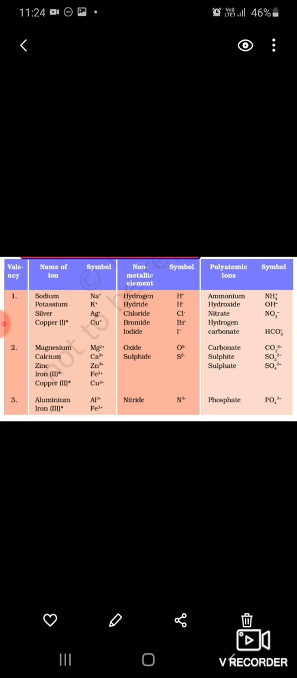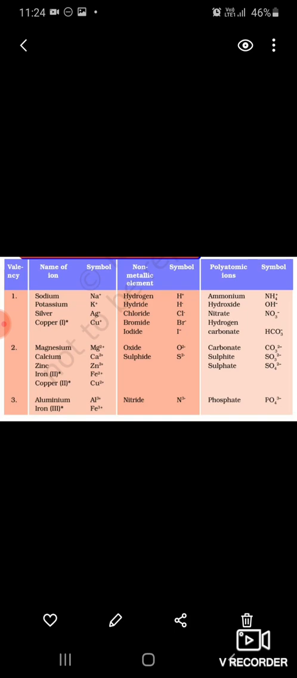Right? Here you can see there are some metals which are multivalent. They are multivalent, which means copper has a 1 plus charge and also a 2 plus charge. Then iron: Fe2 plus as well as Fe3 plus. So these are the different charges present on these metals. Okay, so you have to learn these symbols and the valency or the charges present on them.